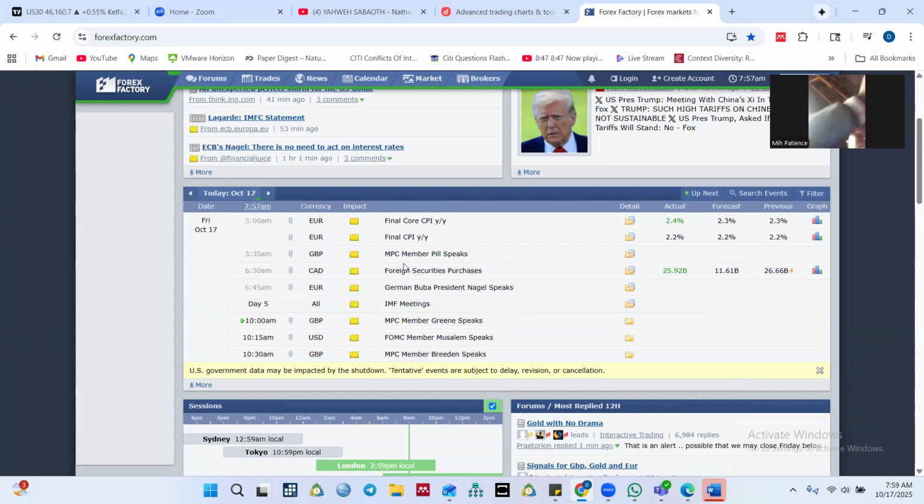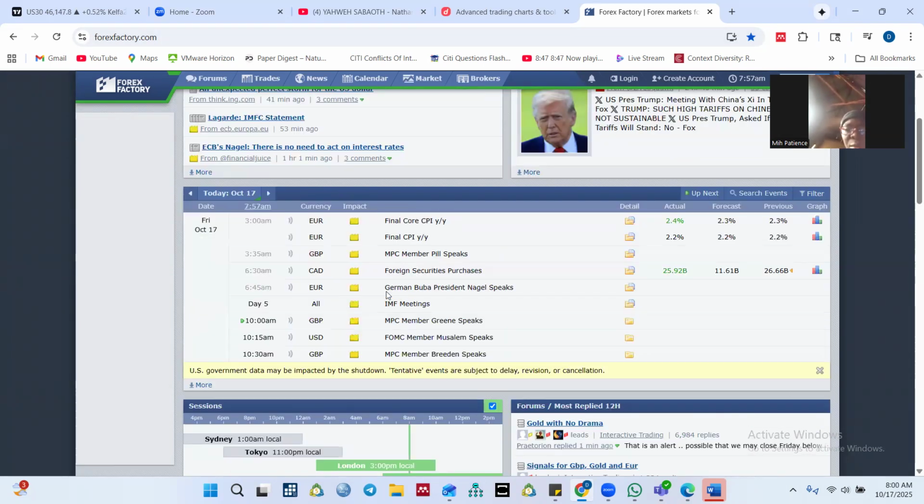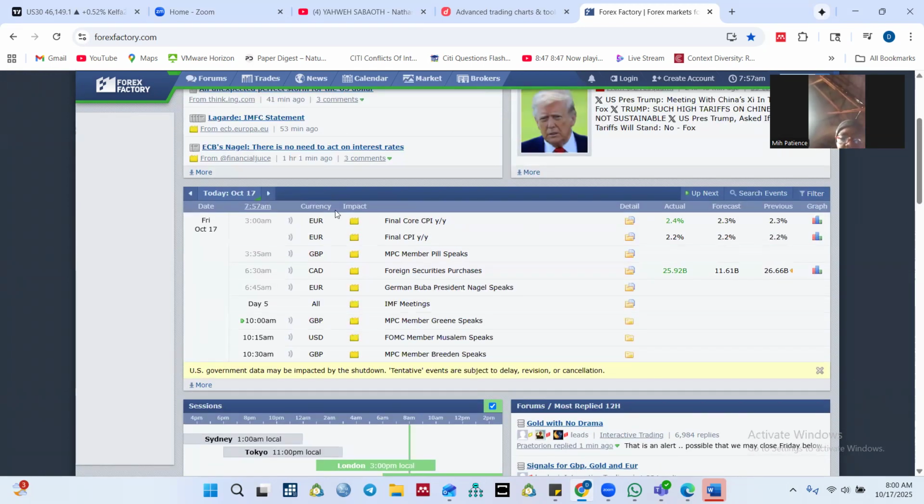Every day there is news, especially if you are trading the Forex pairs itself. But if you are on synthetics and those derivative pairs, you don't need this. So you need this, and you just type Forex Factory, search on Google, and then go to the site. This is how it looks. So you need this to track the news. You see all the folders that are here. Today's date, today is here, October 17.